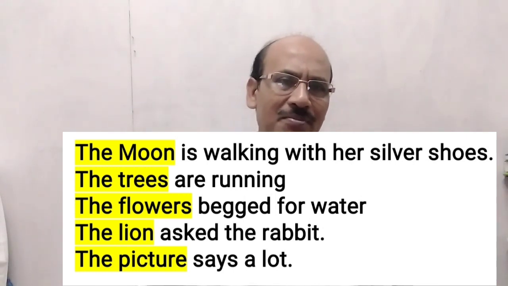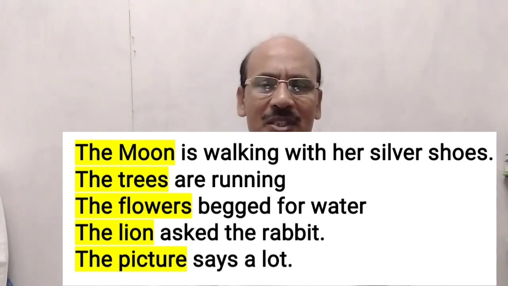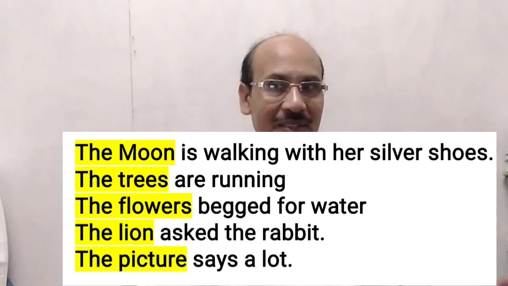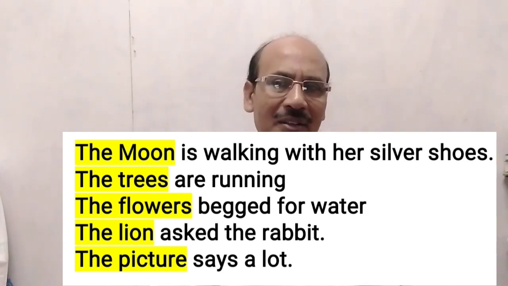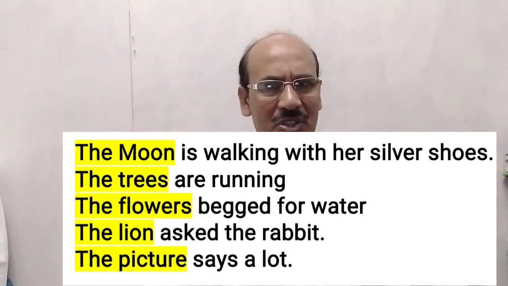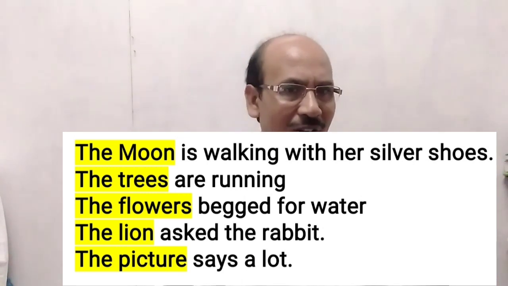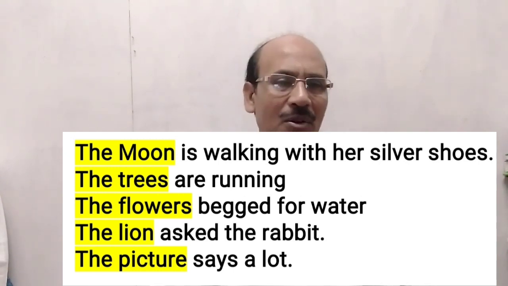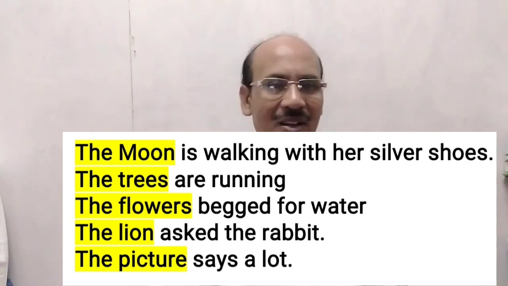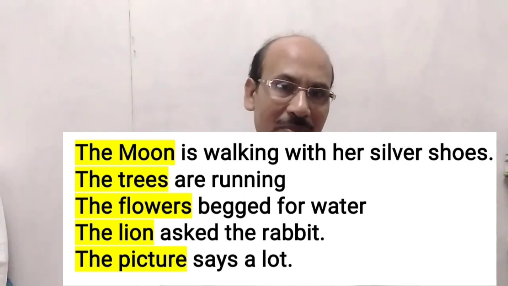For example, in many stories in literature you see lines like these: the moon is walking with her silver spoon, the trees are running, the flowers begged for water, the lion asked the rabbit, the picture says a lot. You see all these non-human elements like the moon, the trees, the flowers, the lion, the picture, all these are considered as human being. So these are the examples of personification. So understand what is personification. Non-human being is considered as human being.